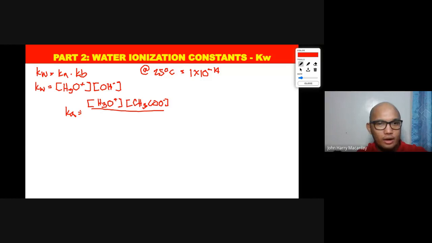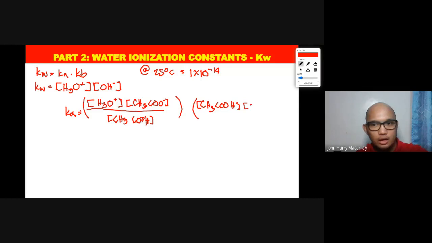And over now acetic acid. What about our Kb? So Kb is equivalent now to acetic acid times a hydroxyl ion over the acetate ion.